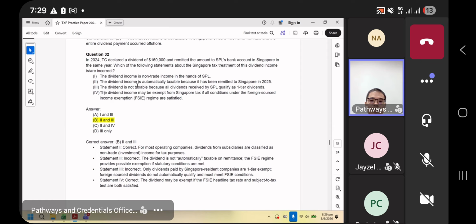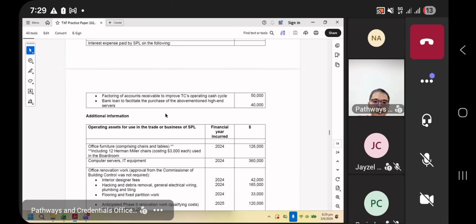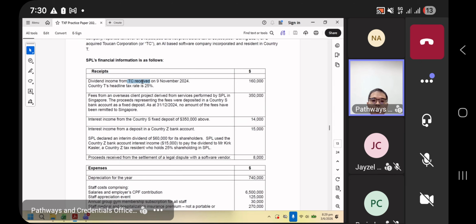Okay, and then the dividends income is automatically taxable because it has been remitted to Singapore in 2025. Okay, this answer is incorrect, because as I mentioned just now, the dividends income, although it may be received by SPL on 9 November 2024, could be exempted from Singapore tax if the foreign dividends income qualifies under the FSIE scheme. Under the FSIE scheme, the headline tax must be at least 15%, and the income has been subjected to tax in that country.